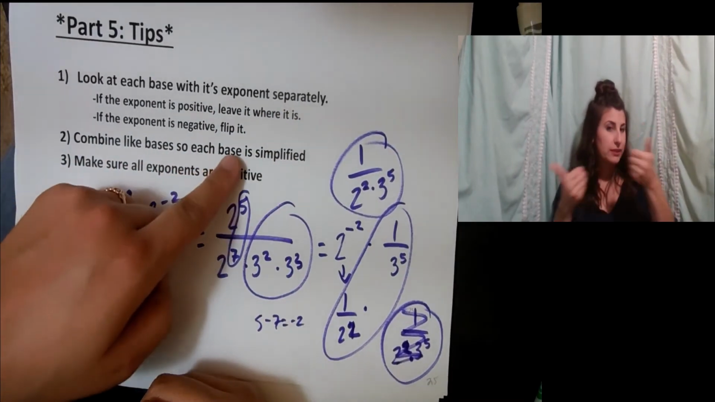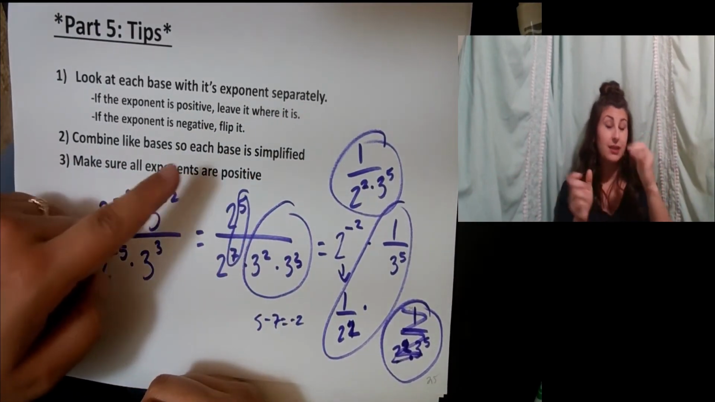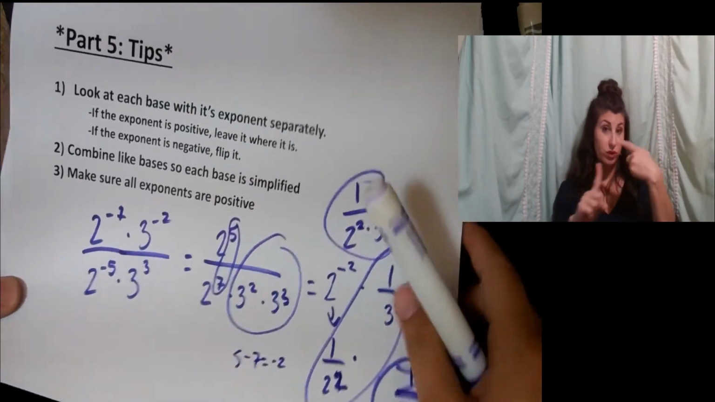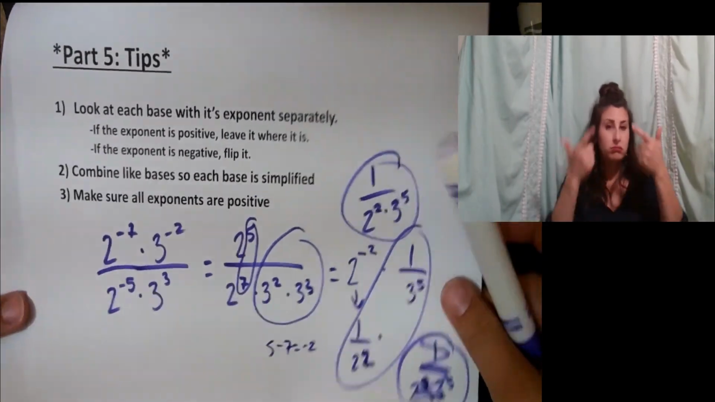Combine bases so each base is simplified. Make sure all exponents are positive. You can do it whichever way you want.